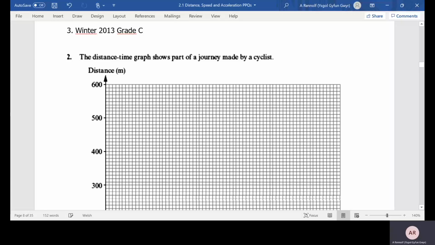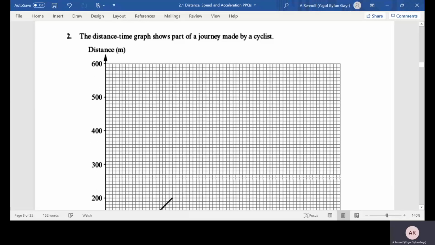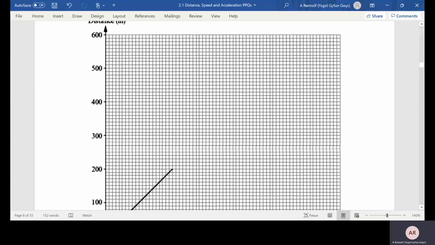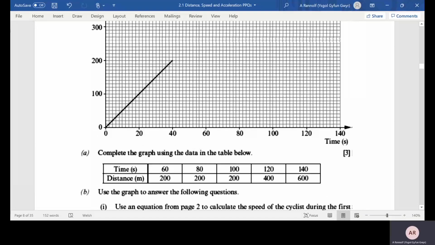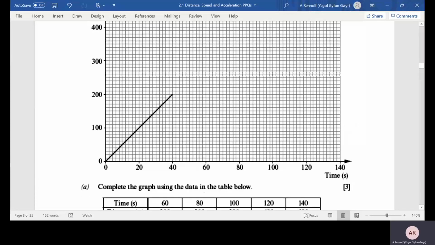This one might look familiar. This was part of the notes, but it's always good to have another look at things like this. So the distance time graph shows part of a journey made by a cyclist. We've only got part of the journey there, but we've got data to fill out for the rest of the journey. Just a point to note, when it comes to plotting points in science, we want X's, not spots. Make a clear X, please, when you're plotting your points.